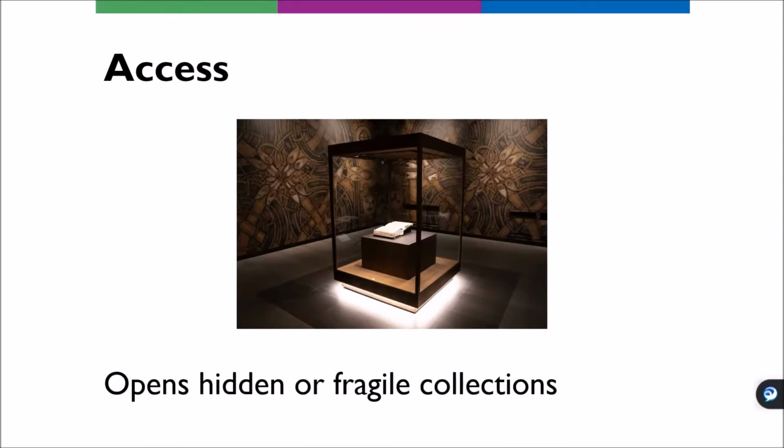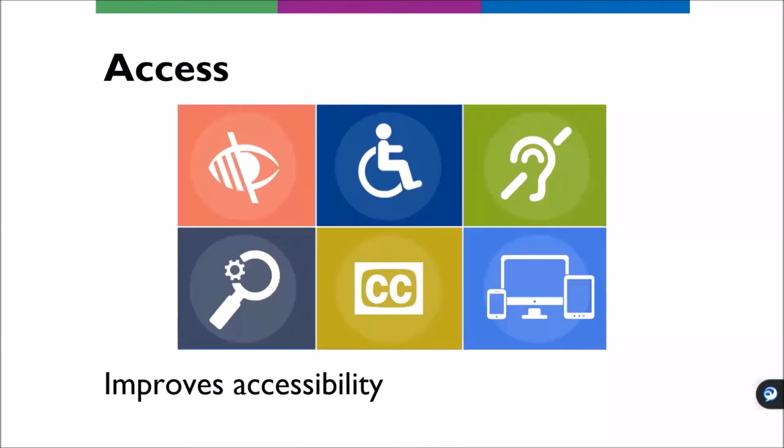There are always items that are either too fragile to handle or put on display, or media and formats you don't have playback equipment for, or less popular collections that don't make it into an exhibit, but still have research value. By having a digital surrogate, you can provide access while protecting the original. Digitization can also help improve accessibility.